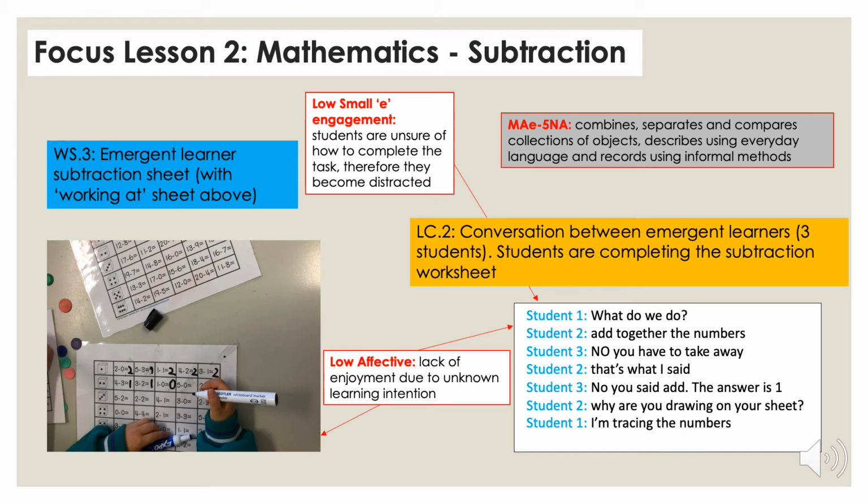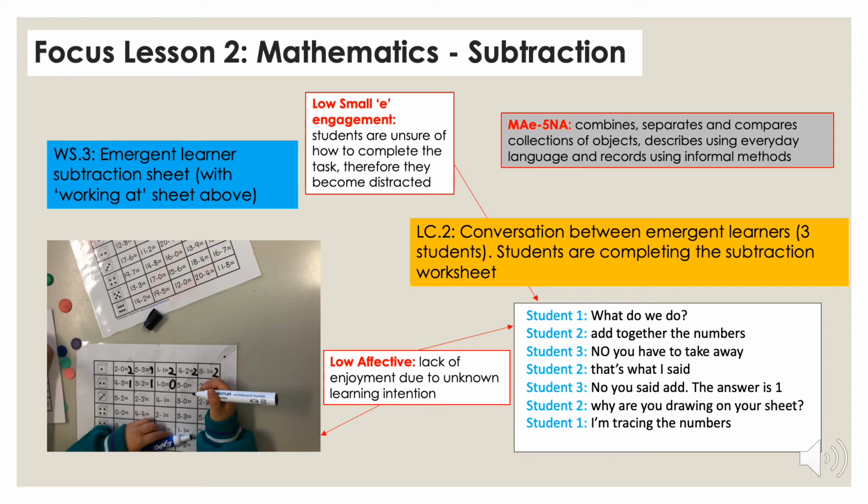The second lesson was another mathematics lesson, but this time focused on subtraction. Students were given 4 differentiated activities that they completed through rotations. One of the activities can be seen in work sample 3, which shows the emergent learner subtraction sheet with the working at learner worksheet above. This highlights how this activity was differentiated to meet the ability levels of both students.